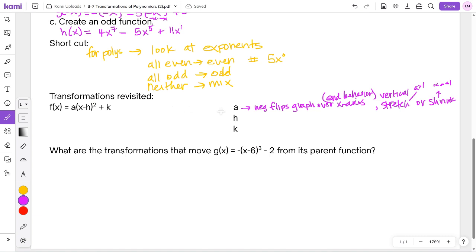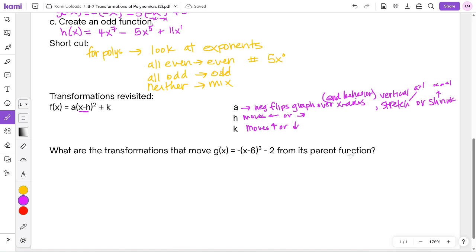All right, H moves left or right. I have to set this equal to 0. K moves up or down. If there's a number in front of x, it's a horizontal stretch or horizontal shrink. All right, what are the transformations that move g of x from its parent function?